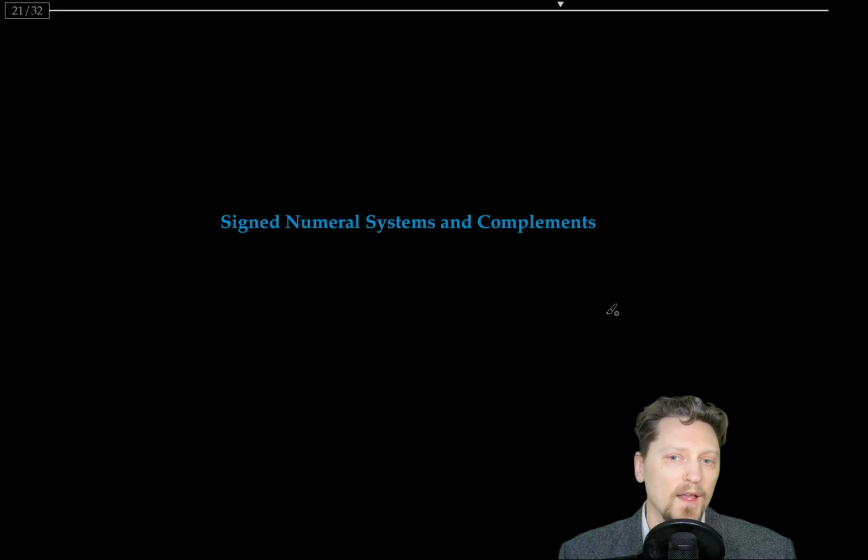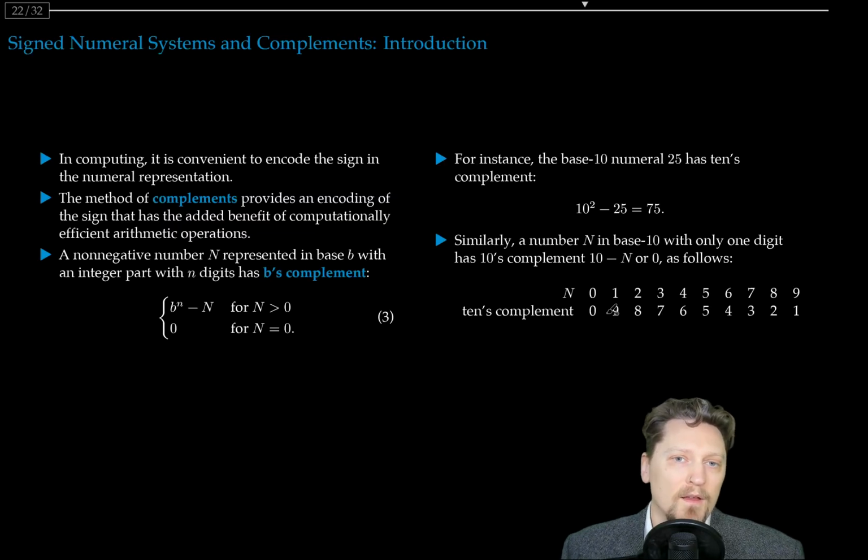Signed numeral systems and complements. Okay, so here's an introduction to the topic. In computing, it is convenient to encode the sign in the numeral representation. The method of complements provides an encoding of the sign that has the added benefit of computationally efficient arithmetic operation. A non-negative number n represented in base b with an integer part with n digits has b's complement, b to the n minus n for n greater than 0, and 0 for n equals 0.